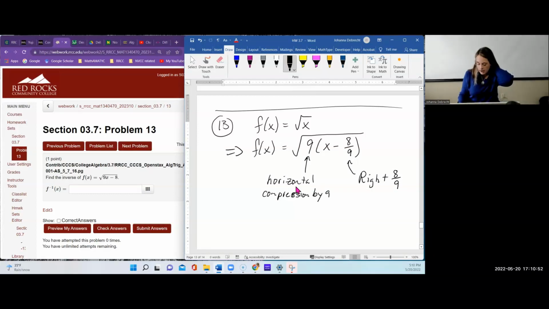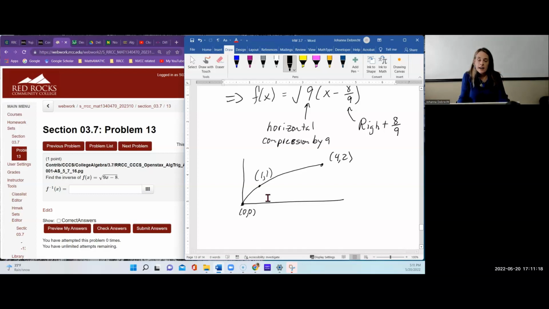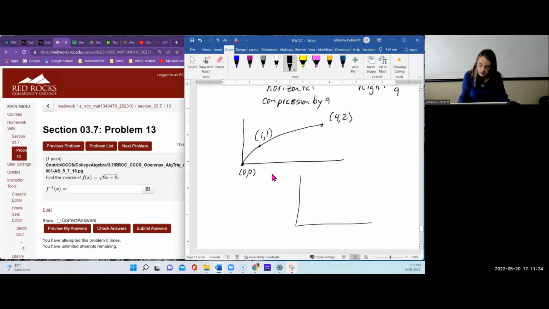Now, what does this do to the graph? Think about your graphs on the toolkit function. The normal square root has these points: (0, 0), (1, 1), and (4, 2). If we shift everything to the right, it gets shifted 8/9 to the right, but then it gets compressed, which means we're dividing each x coordinate by 9. It's going to end up looking something like this, where it got compressed horizontally and it got shifted to the right where 8/9 is.